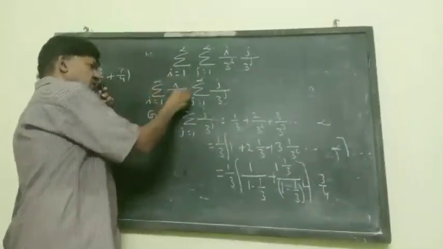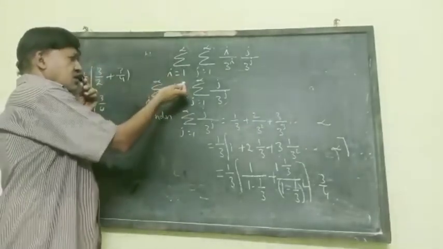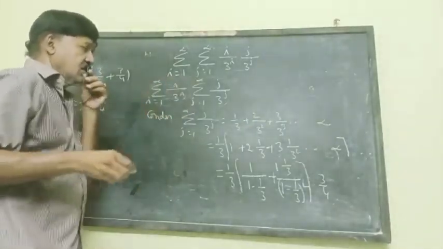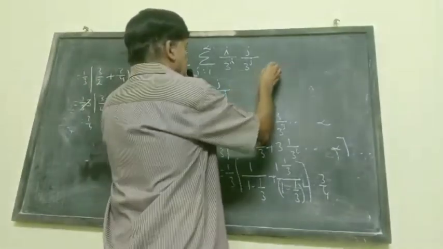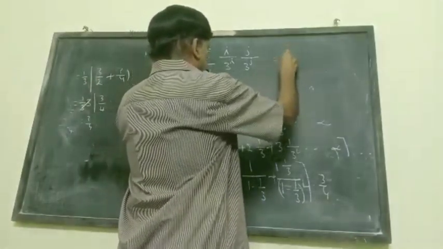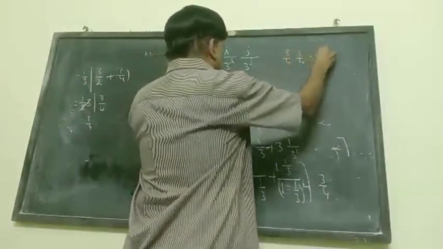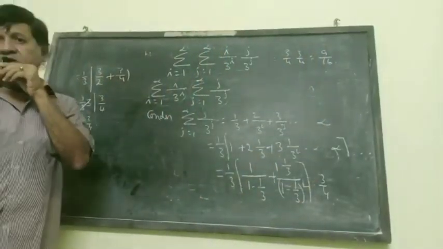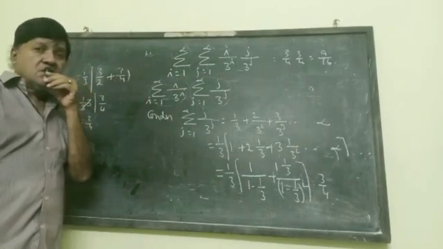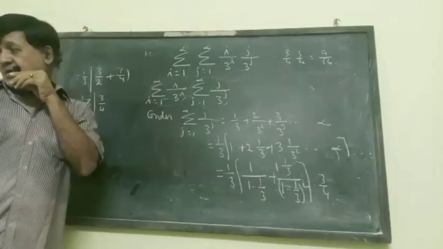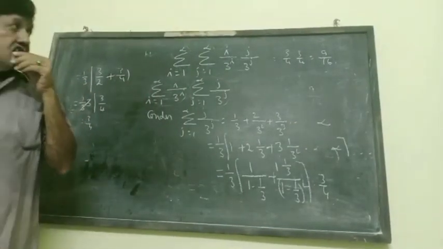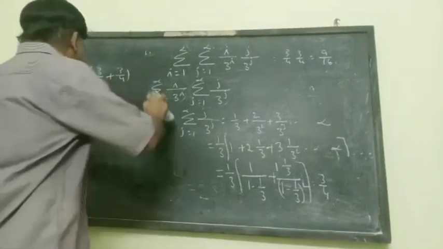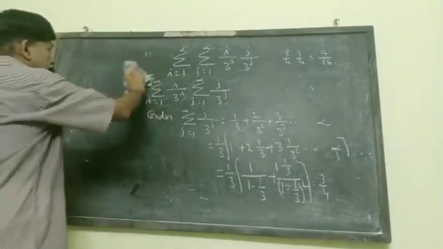This is also 3 by 4 because instead of ranging j, you are ranging i. So your final answer is how much for this? This is 3 by 4 into 3 by 4, which is 9 by 16. Yes, understood? So the answer is 9 by 16. It is a simple AGP problem.